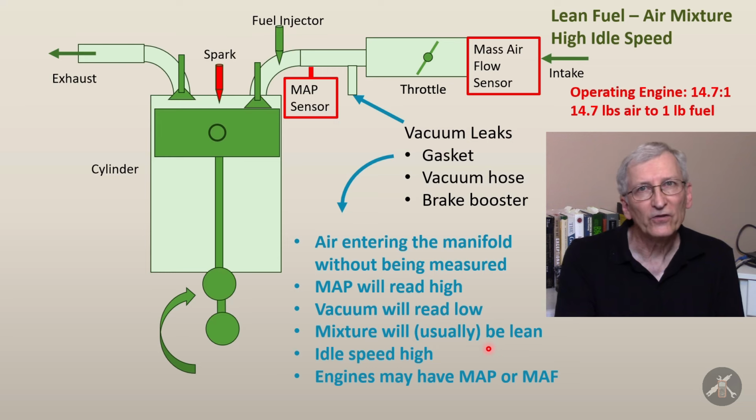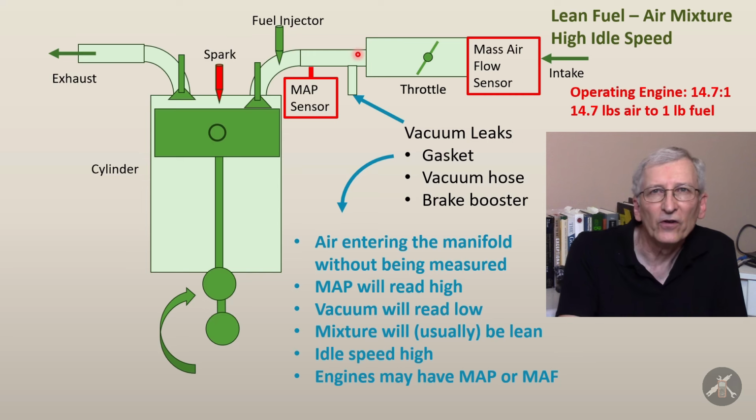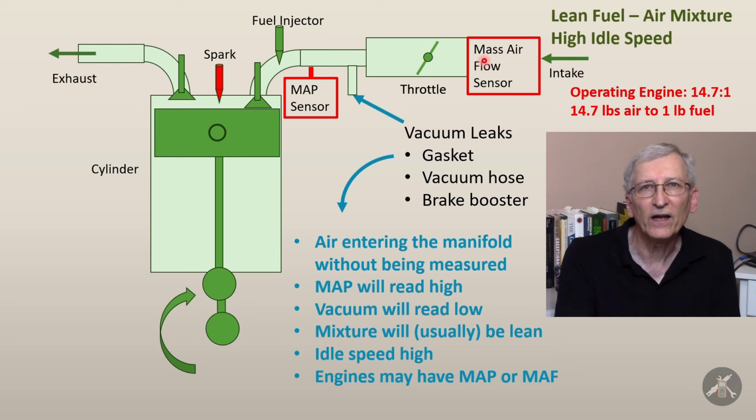Usually, and I just said there are some exceptions, the mixture will end up lean because your mass airflow sensor is trying to measure the air coming in, and back here you're adding air that's not going through the sensor. So the sensor doesn't know that it exists. In a normal operating engine, your mass airflow sensor will say the engine's running at 14.7 pounds of air, and it'll go to the fuel injector and say, give me a pound of fuel to match.